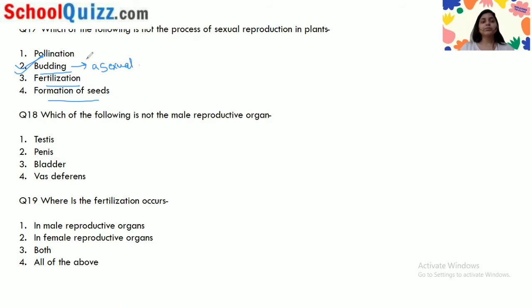Asexual reproduction, okay. And pollination is the first step, then fertilization, then formation of seeds, and then the germination. Germination. Okay.